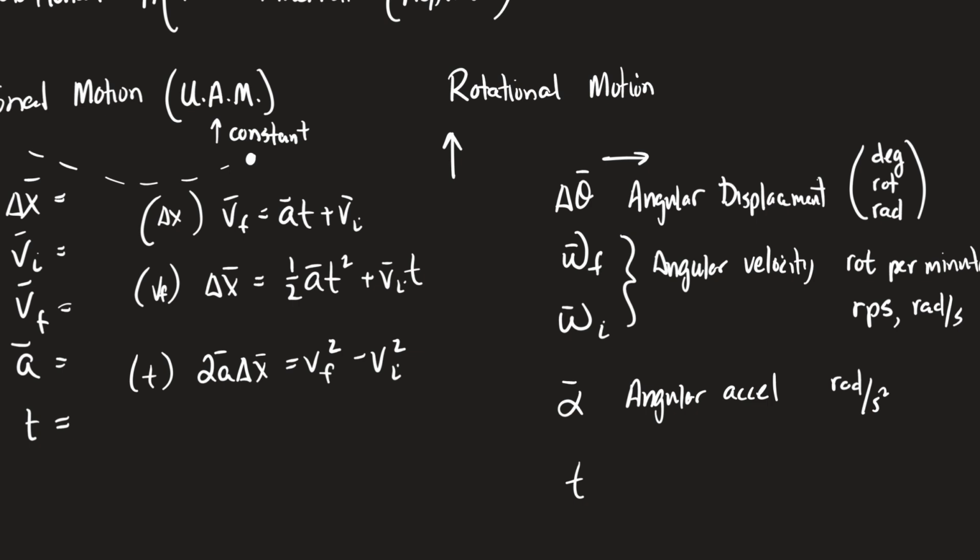And t, which is not a vector, but also has to be the same. All this stuff takes place in some kind of time interval.